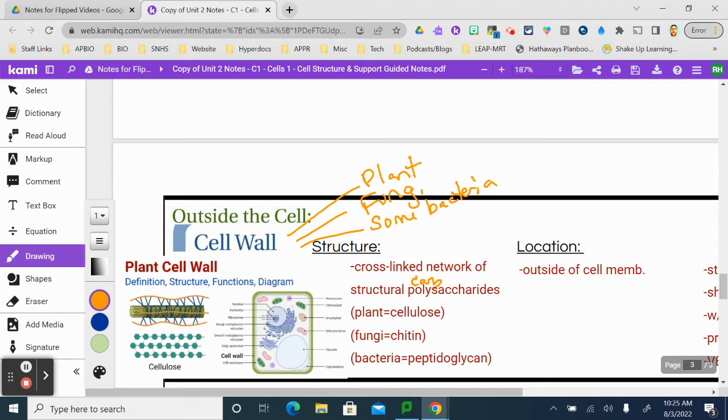We don't have the correct enzymes to actually break it down, so that's why when you eat corn and other vegetables, you can chew it, but it doesn't really break it down all that well. Enzymatically, it doesn't break it down. You can mechanically break it down, but that's it. In fungi, their cell walls are composed of another polysaccharide or carbohydrate called chitin. And bacteria have a cell wall composed of peptidoglycan.